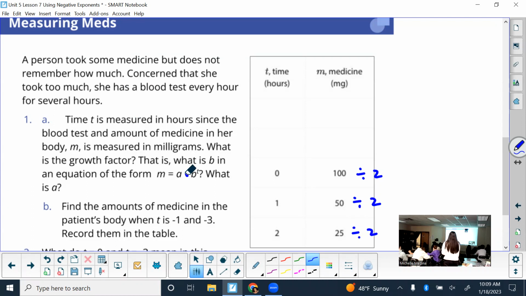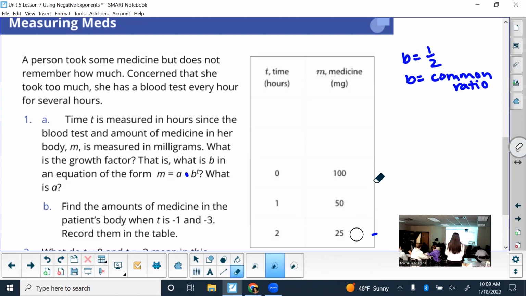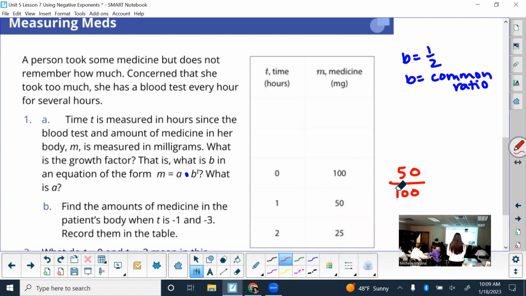Multiplying by 1/2. Because B is for my, what was that vocab word? Common ratio. And remember yesterday, we learned how to find that. You take one of the terms, like for example 50, and divide it by its previous term, 100. What do we get? 1/2 or 0.5, same difference. That is what we're multiplying by each time to get the next number. So that is my B.